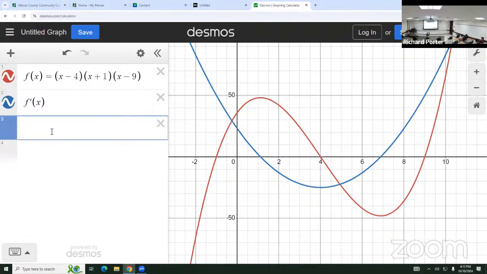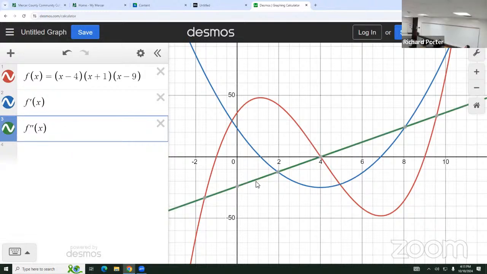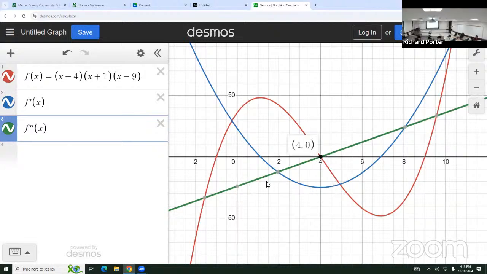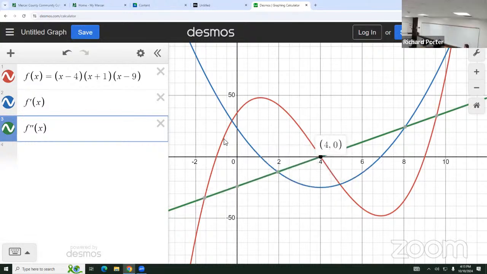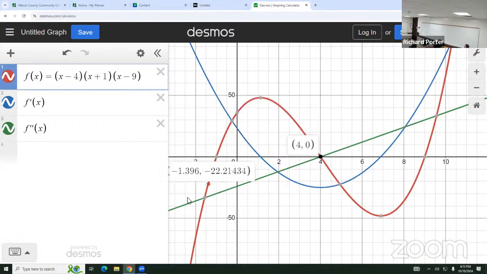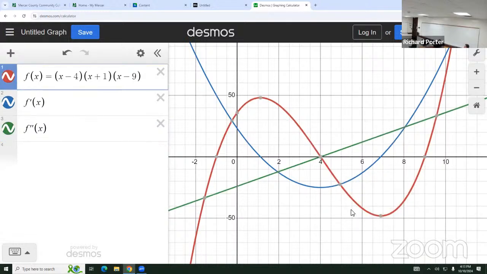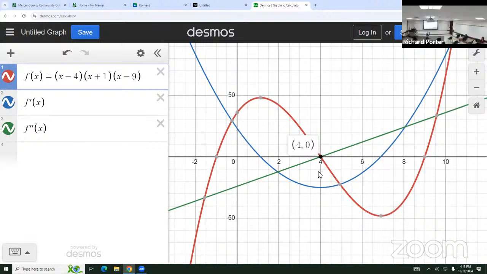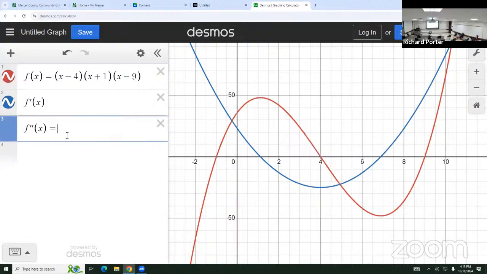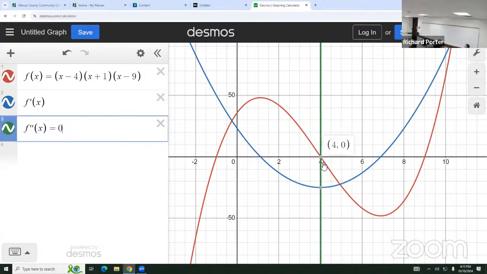Okay, if I did the second derivative, you see I graphed the second derivative, it's negative and then it's positive. And there's a 0 right there. So when the second derivative is negative, the graph looks concave down. It looks like the letter N. When the second derivative is positive, it looks like the letter U. It's concave up. And when the second derivative is 0, that's where the inflection point is. So the inflection point can be found by setting the second derivative equal to 0, and there it is. That's the inflection point.